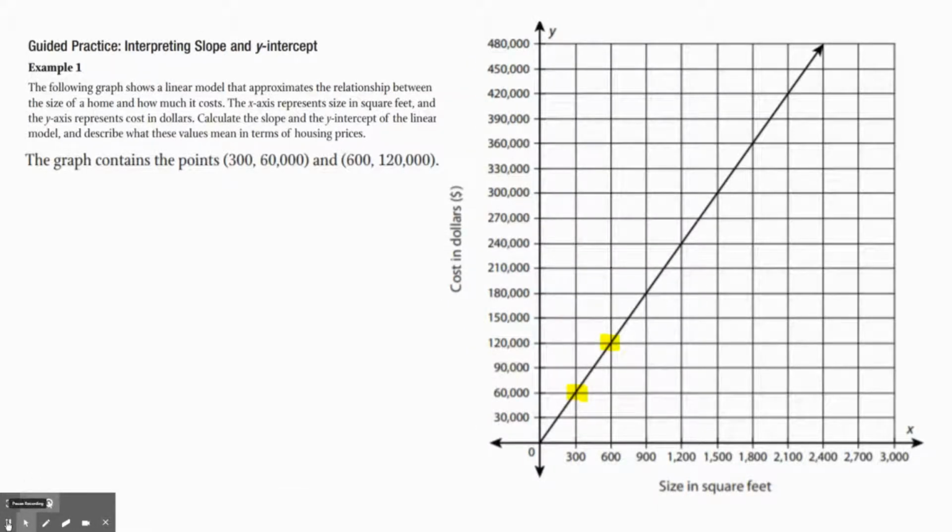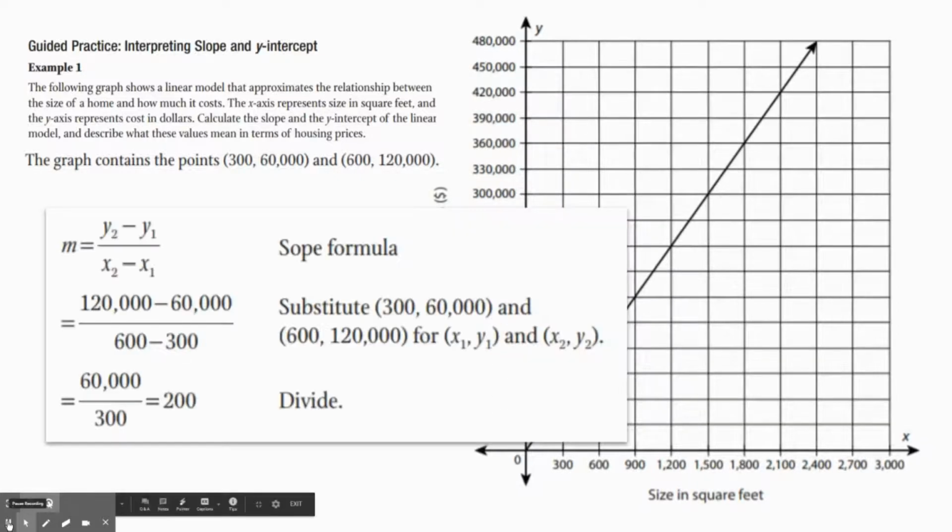To calculate the slope, the first thing you need to do is identify 2 points on the line of best fit. Make sure that they're going through the actual intersections of the grid. And as you can see in yellow, I've highlighted 2 points, 300, 60,000 and 600, 120,000. Using the slope formula, the rate of change formula, we can get the slope of the regression line. And it simplifies to be 200. The slope of the line of best fit is 200.